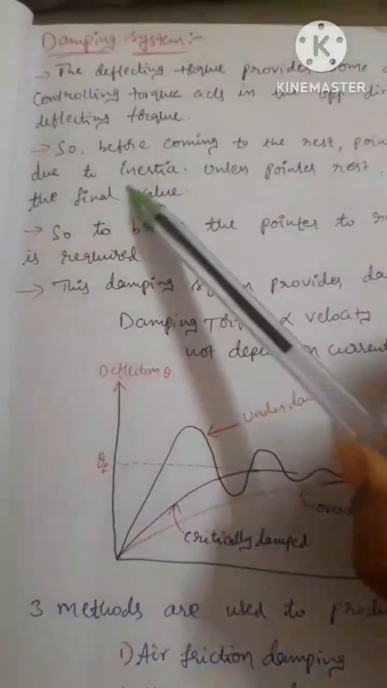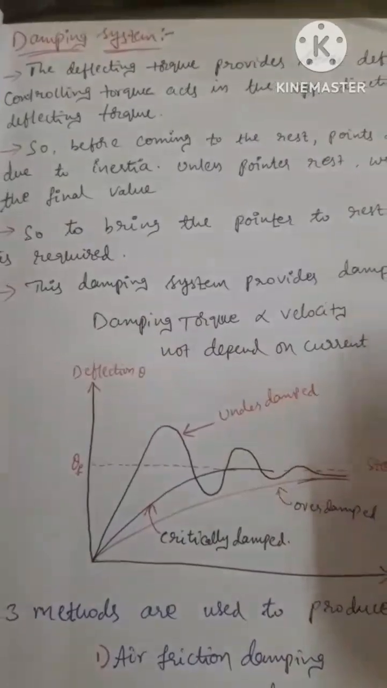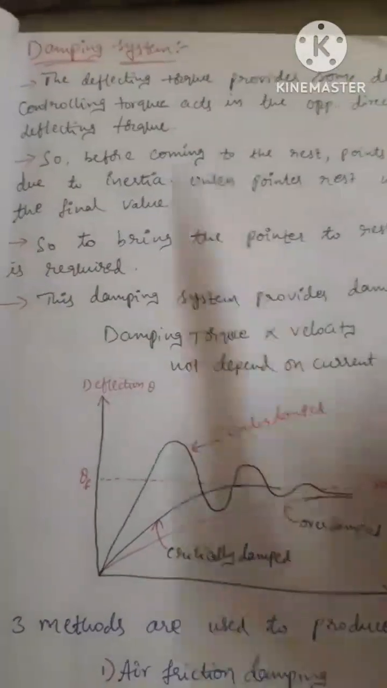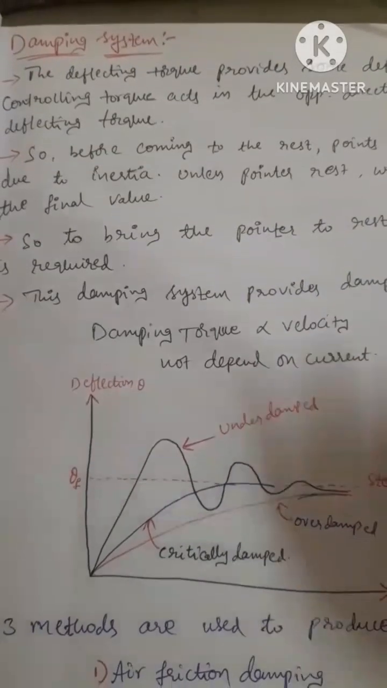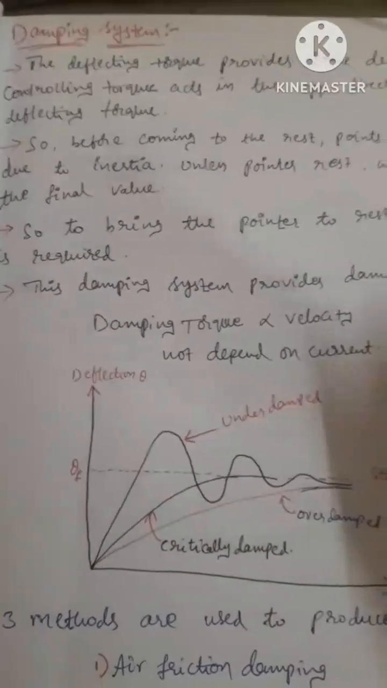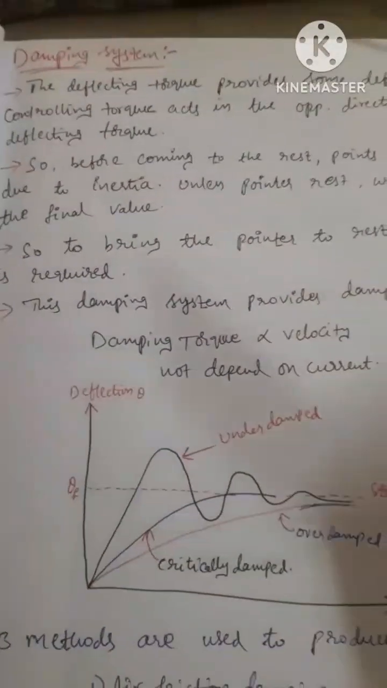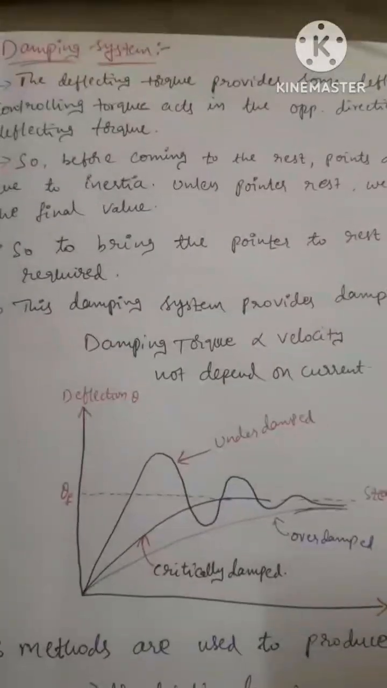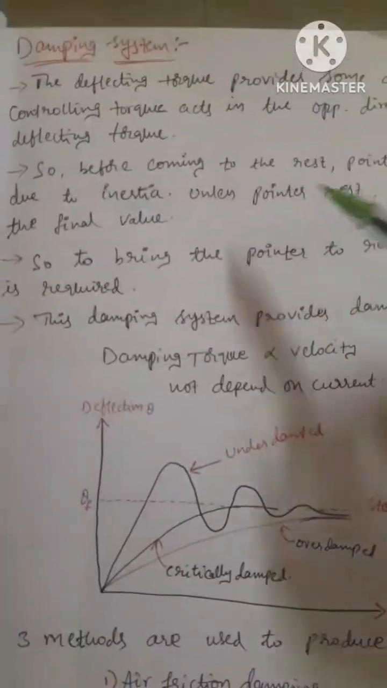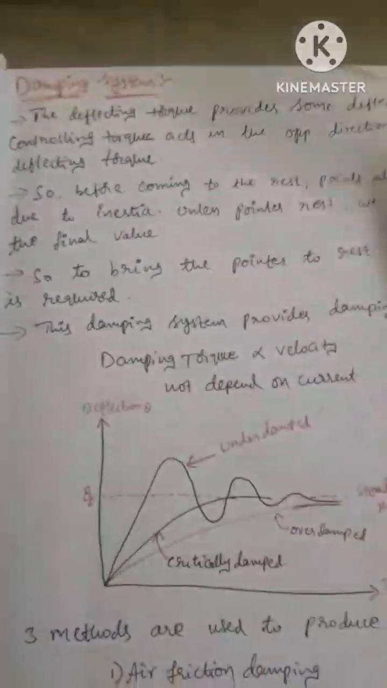It is known as due to inertia. Inertia means, for example, if we take a bus as an example, when we are traveling in a bus, if the driver suddenly applies the brake, we all fall forward. Why? Because we can't control our body movement suddenly, so that's why we fall forward.